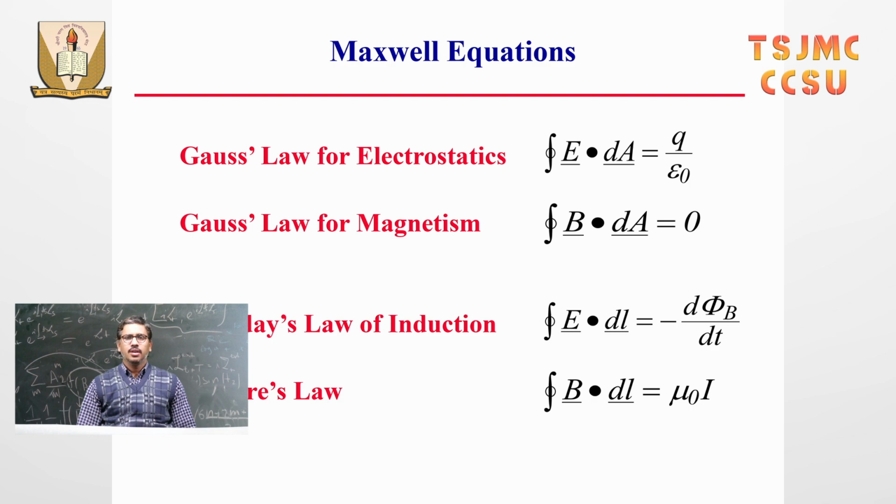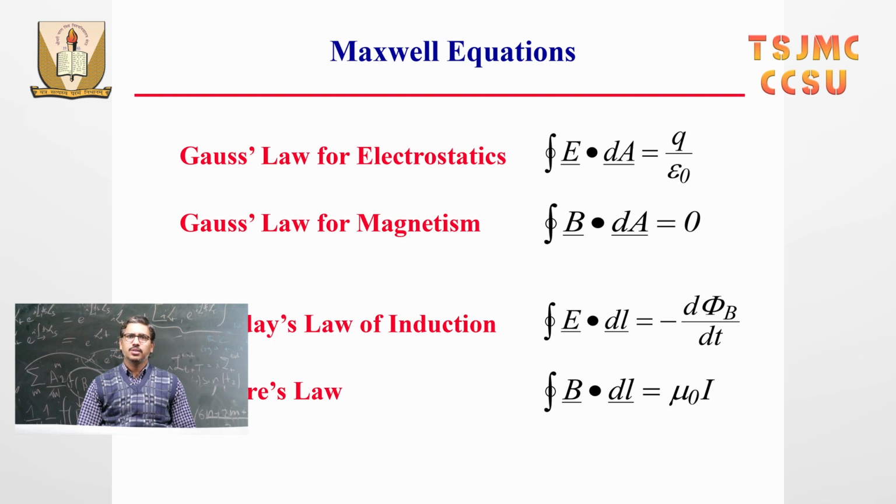There are also four differential forms of these equations, which you easily get by applying two theorems, the Gauss divergence theorem and Stokes' theorem. The first one is the closed-surface integral of E dot dA. You get on the right-hand side Q upon epsilon naught, and that is called Gauss's law of electrostatics.